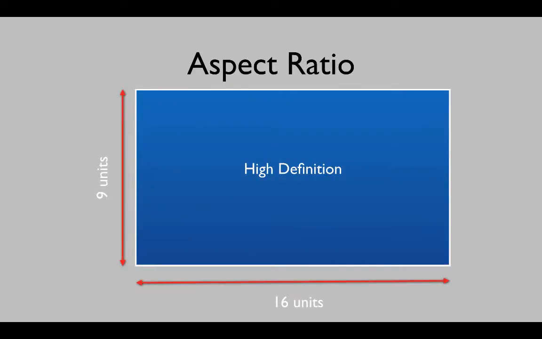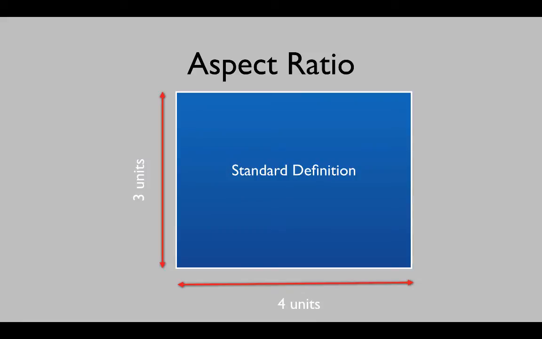Also keep in mind something called aspect ratio, which is the ratio of the width of the picture to the height of the picture. For most of our productions, that's going to be a high definition aspect ratio of 16 units by 9 units. But a lot of broadcasters still use standard definition, which is 4 units by 3 units.